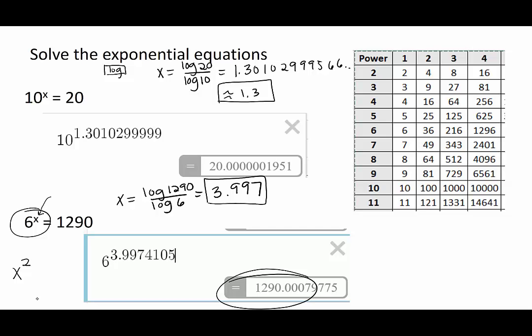Now, there's a lot more to this. This is actually using the change of base formula, and we'll talk more about that later. But I just wanted you to see the need for the log function. We need a log function for times when we don't know the exponent and we're trying to solve the equation.